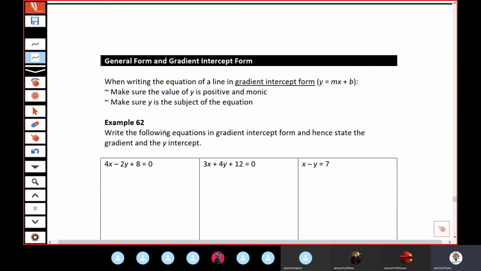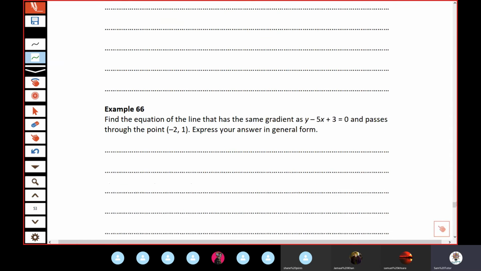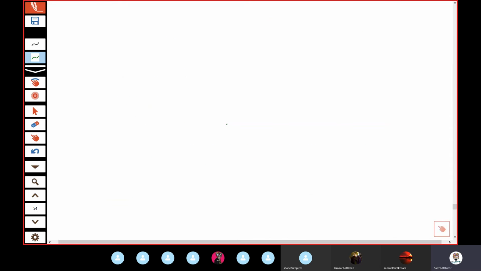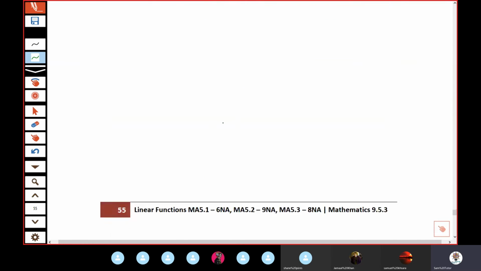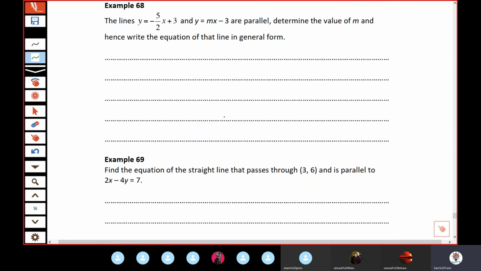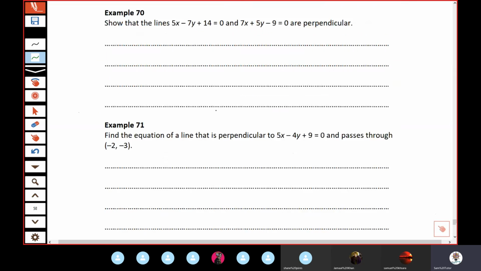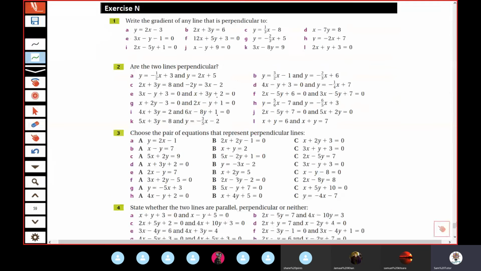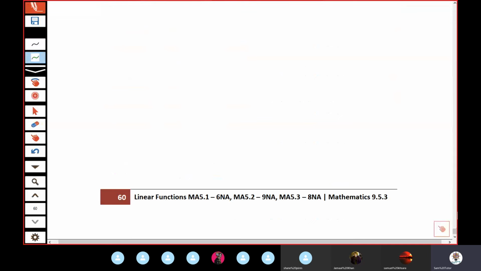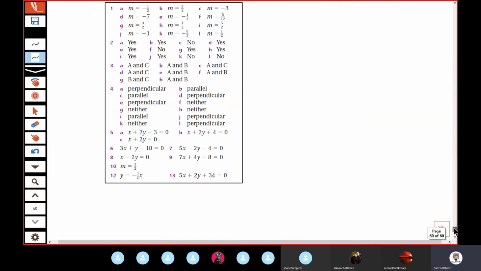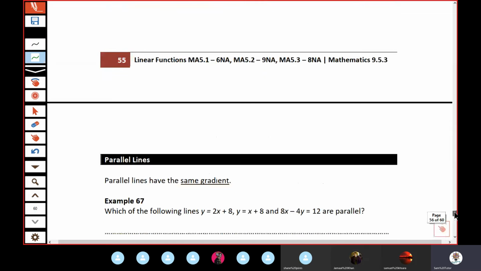All right. General form and gradient intercept form. Easy. Is that the last bit? I just want to make sure how much longer we're spending. We still have to do parallel. Are we doing perpendicular as well? In your course, yes, we are. And then are we done? All right, so parallel, perpendicular, and general form.